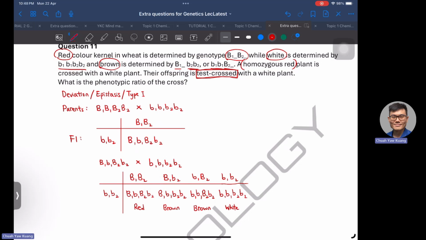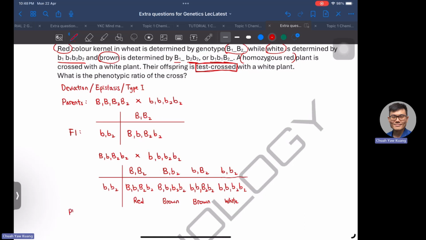So done with this, I think you have all the phenotypes. Then to find the phenotypic ratio, it will be very simple. The phenotypic ratio will be 2 brown, 1 red, 1 white. So with that, this would be the phenotypic ratio, and that's all for question 11.